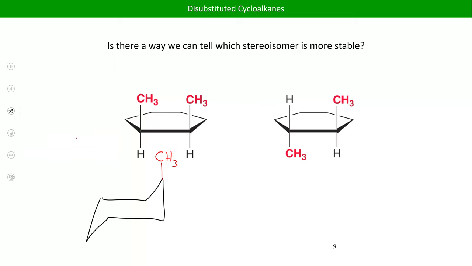So if they're cis and they're adjacent, the next door axial is going to be straight down. Because remember, our axials are always in the plane of the board, which means our equatorial is coming out towards us.